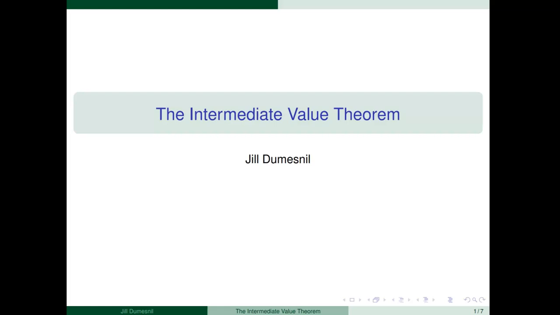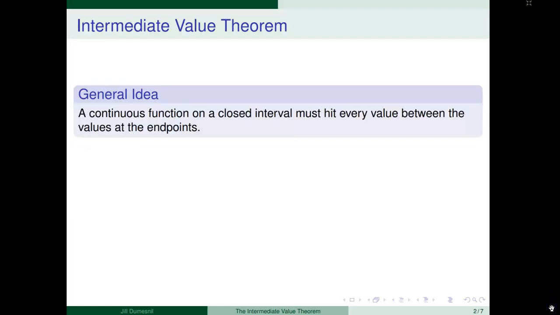The Intermediate Value Theorem, sometimes abbreviated IVT, is a fundamental principle in calculus that guarantees a continuous function doesn't skip output values. The general idea is that a continuous function on a closed interval must hit every value between the values at the endpoints of the interval.